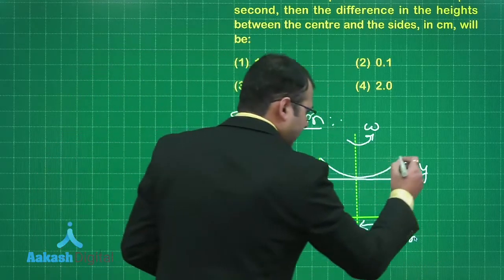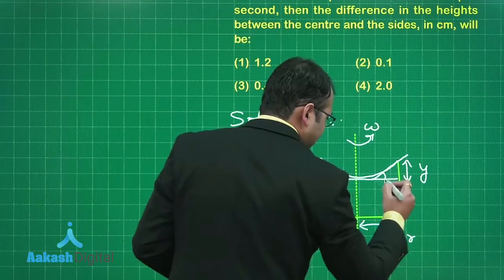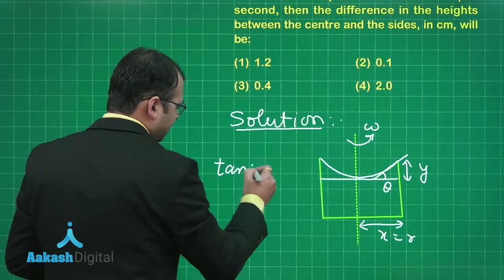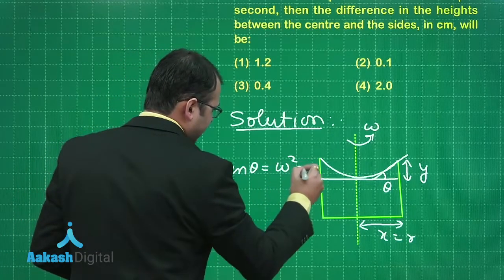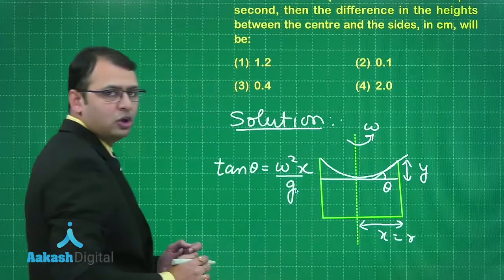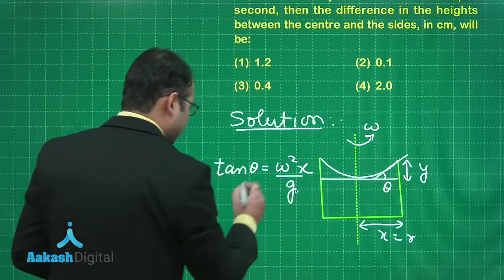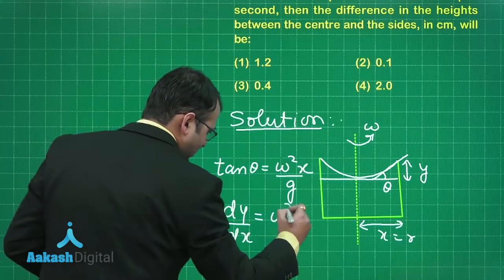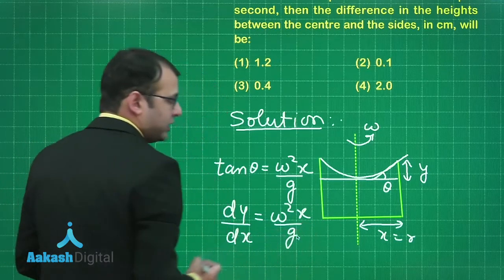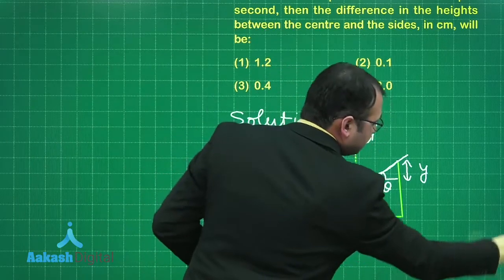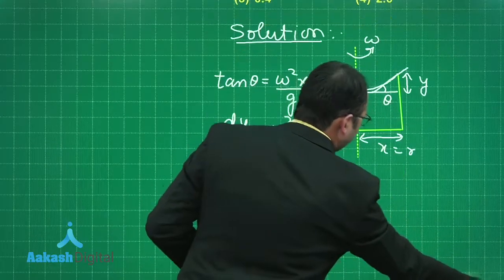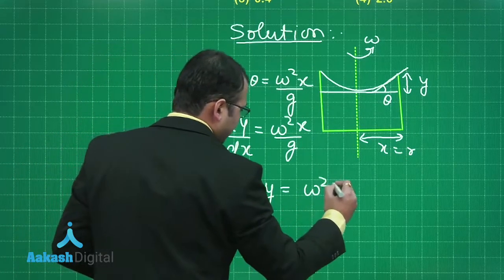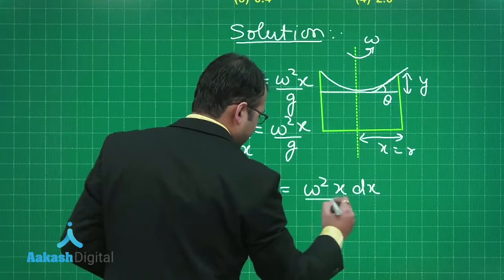So at any point of time, let's see here, it will make some angle, that is theta with the horizontal. Now you are well aware, in that situation tan theta would be equal to omega square x by g, right? You also know at this point of time tan theta can also be written as dy by dx, that is equals to omega square x by g, right? So this won't be solved by geometry because it does not hold a direct relation, it's a curvilinear path. So I'll say dy would be equal to omega square x dx by g.